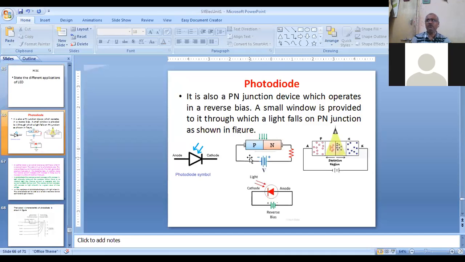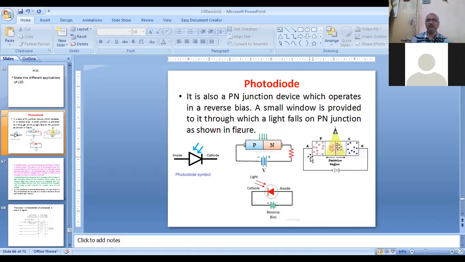Now, right from the first lecture, I am telling all of you that the same PN junction acts as an ordinary diode, the same PN junction acts as a Zener diode, the same PN junction acts as a light emitting diode. Similarly, we are going to learn the next device, that is the photodiode. This photodiode is also a very important device. It is also a PN junction diode which operates in reverse bias.